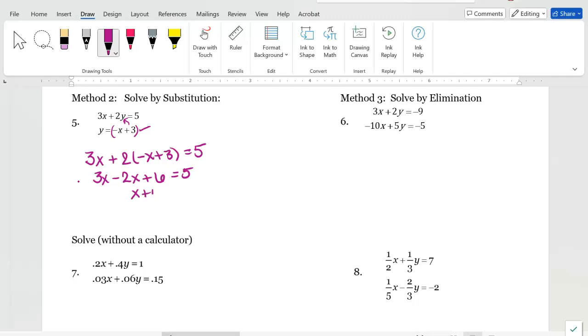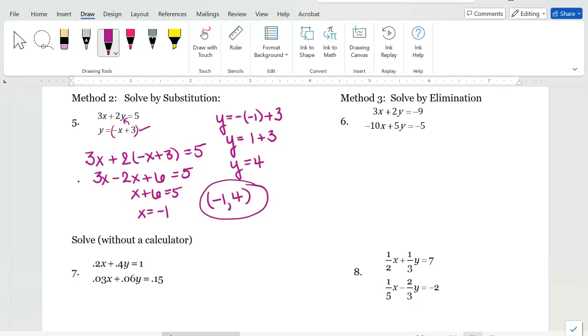I've got x plus 6 equals 5. So x is equal to negative 1, but remember that's only half the solution. I still need to plug that back into one of the equations and solve it for the other variable. So y is 4. So the solution to this system of equations is negative 1, 4.